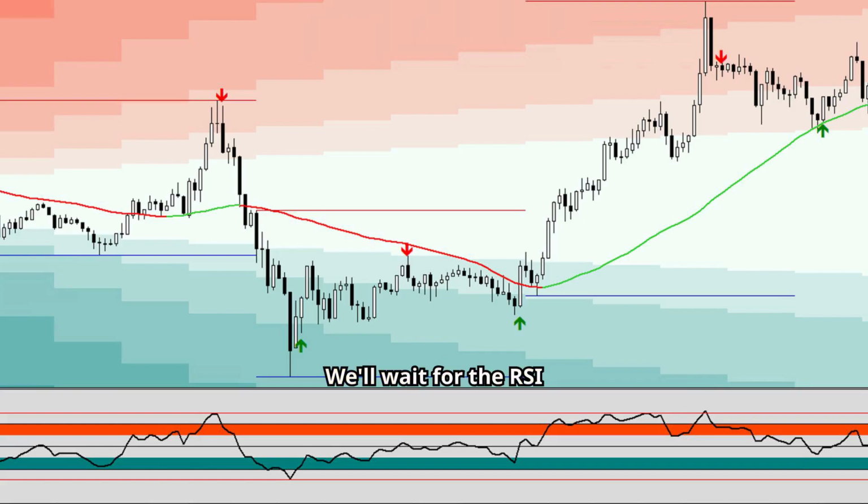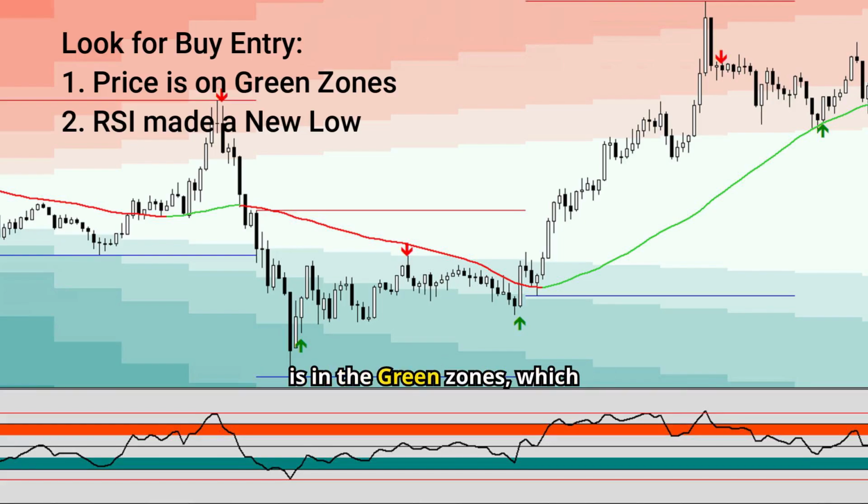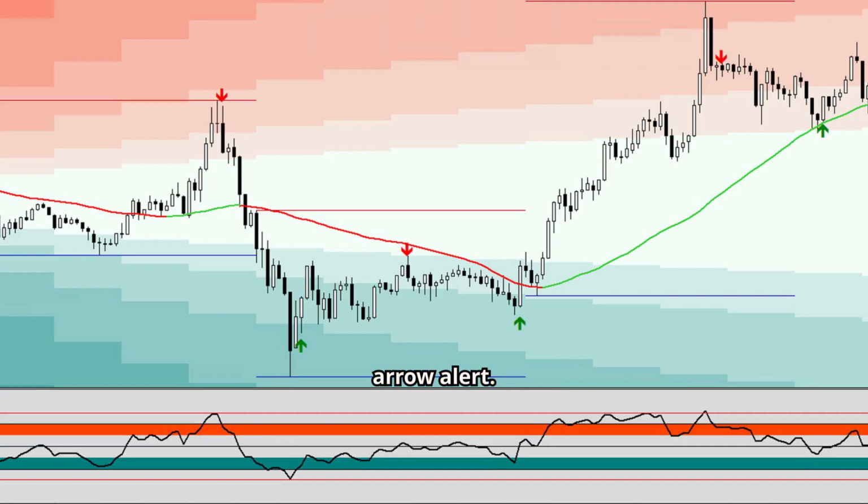We'll wait for the RSI to make a new low while the price is in the green zones, which signals a potential buy entry. The entry can be made when a bullish candle closes or wait for a buy arrow alert. The take profit target will be near the 50 moving average, or alternatively, when the RSI approaches the 60 or 70 level, signaling that it's time to close the position.